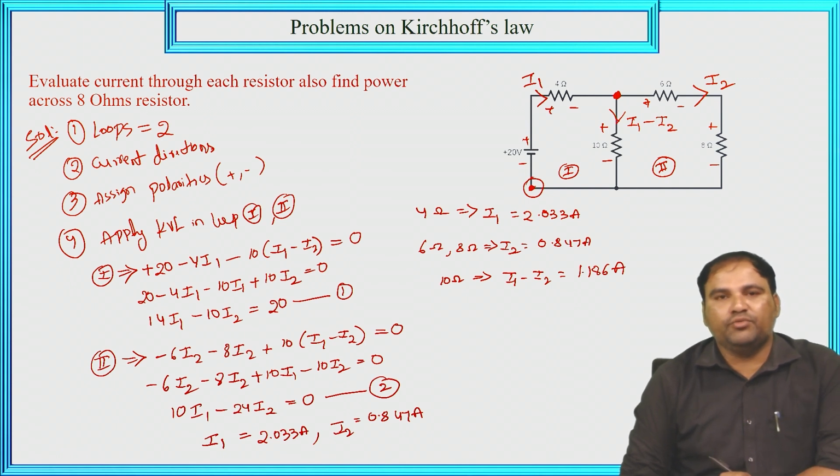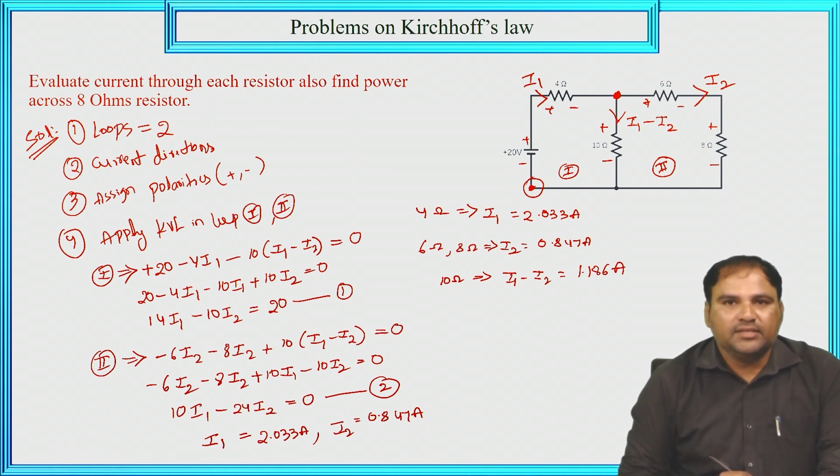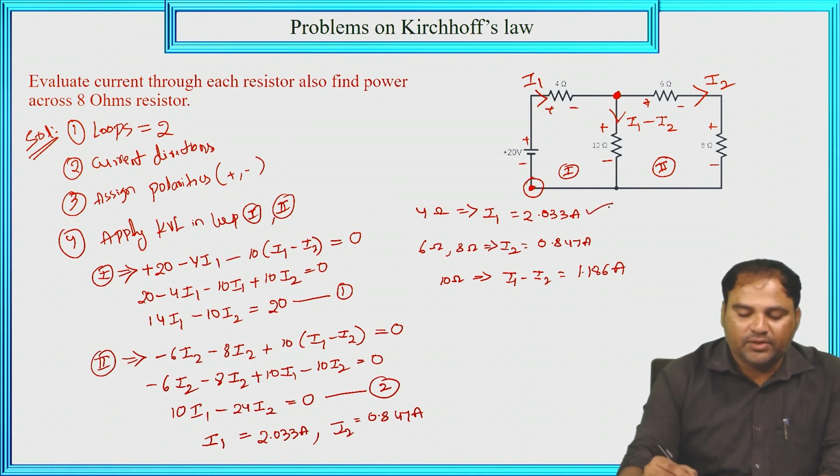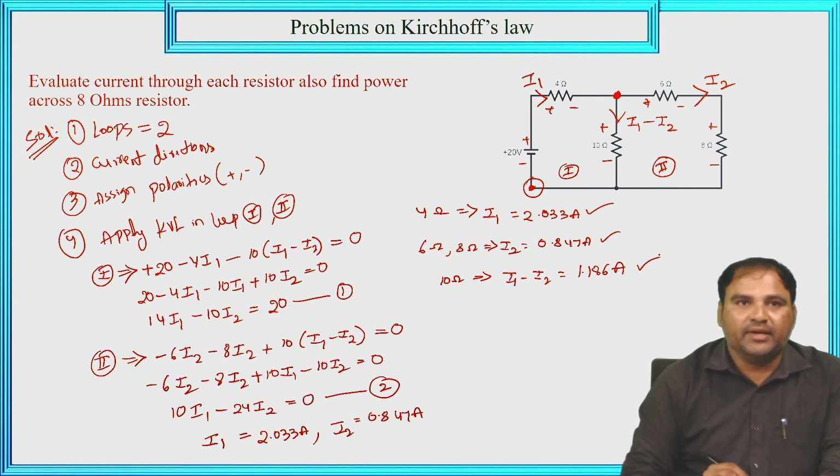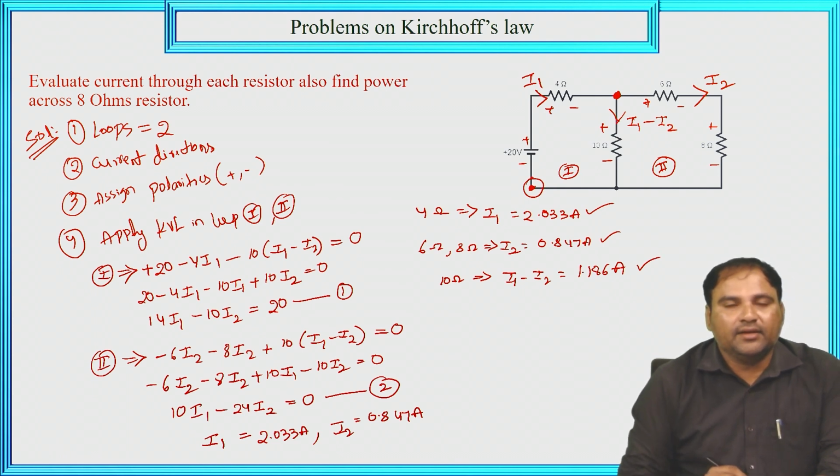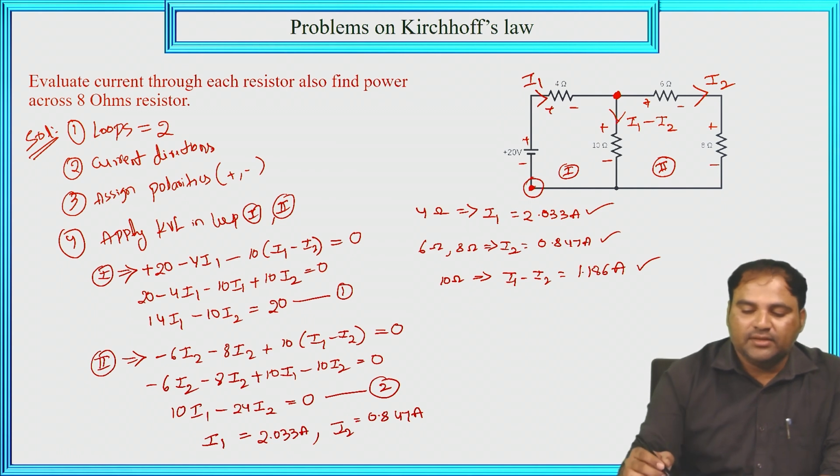So the current through 4 ohm is 2.033 amperes, the current through 6 ohm and 8 ohm is 0.847 ampere, and the current through 10 ohm is 1.186 amperes. These are the currents through each and every element. And we also need to find the power across the 8 ohm resistor. So for this 8 ohm resistor, we need to calculate the power.